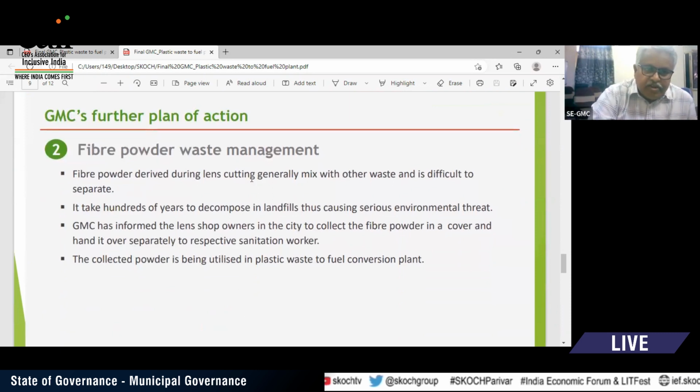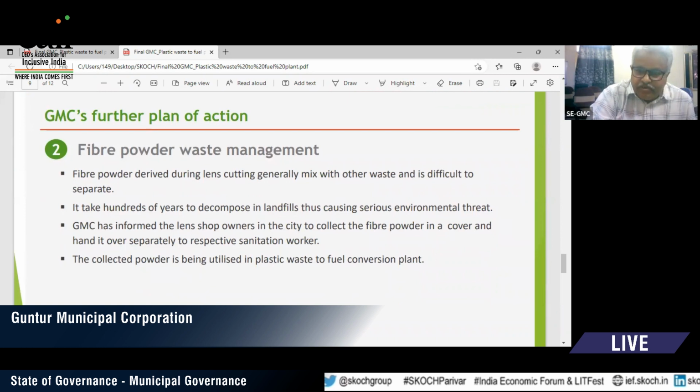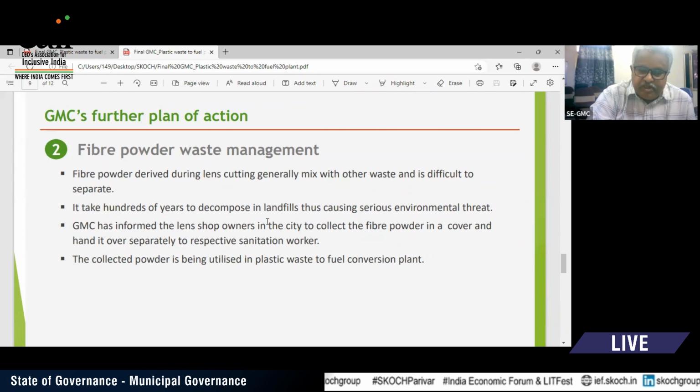Fiber powder derived from lens cutting is generally mixed with other waste, and it is difficult to process. It takes hundreds of years to decompose in landfills, causing a serious environmental threat. GMC has informed the lens shop owners in the city to collect the fiber powder, and they are handing it over in covers. Our sanitation staff will collect it, and it is being utilized in the plastic waste to fuel conversion plants.